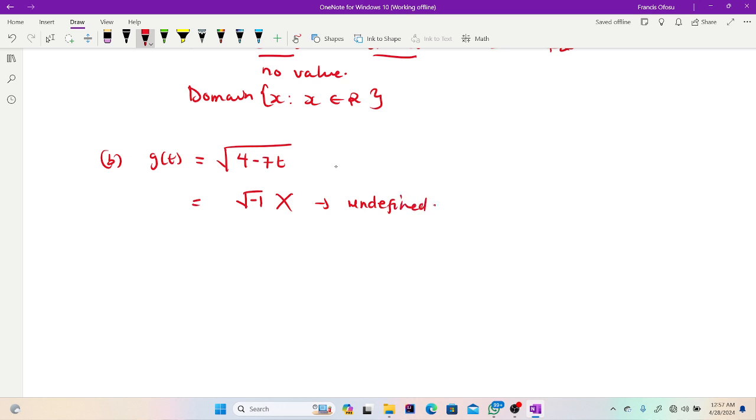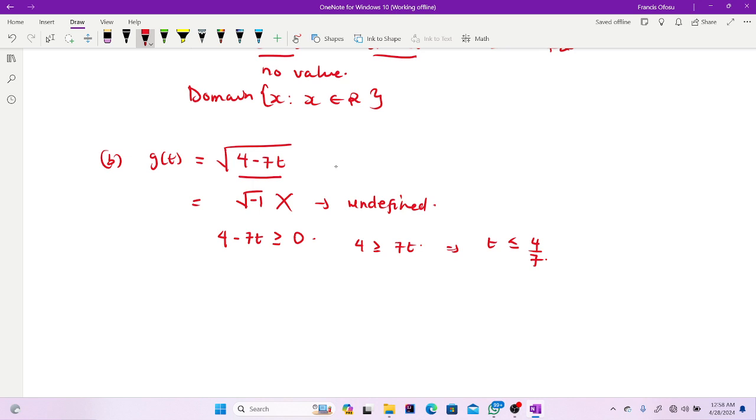For that reason, whenever you are dealing with functions and you have the square root of a particular expression, there will be values that will make this function undefined. This is because any value I put here that gives a negative will make this function undefined. For that reason, 4 minus 7t should always be greater than or equal to 0. From here you say that 4 is greater than or equal to 7t, then t will be less than or equal to 4 over 7, right?